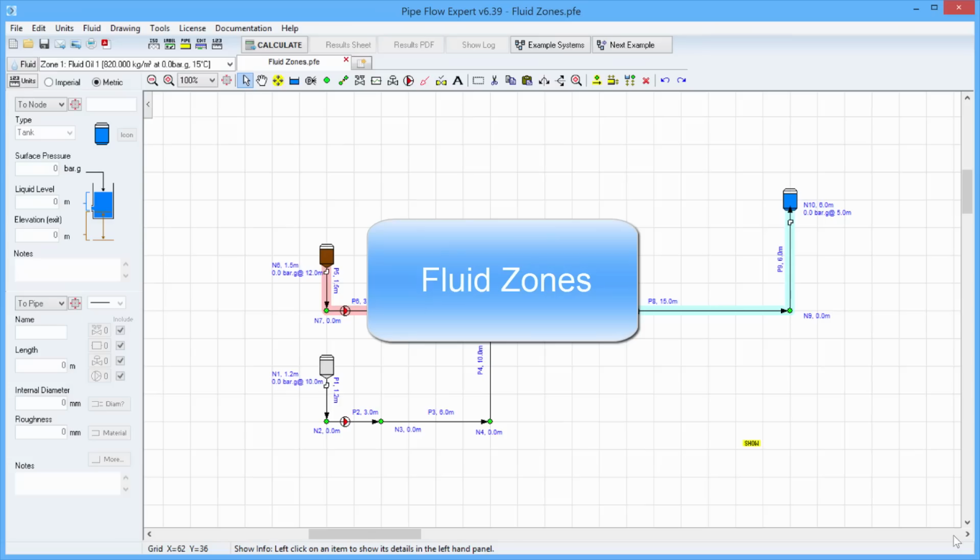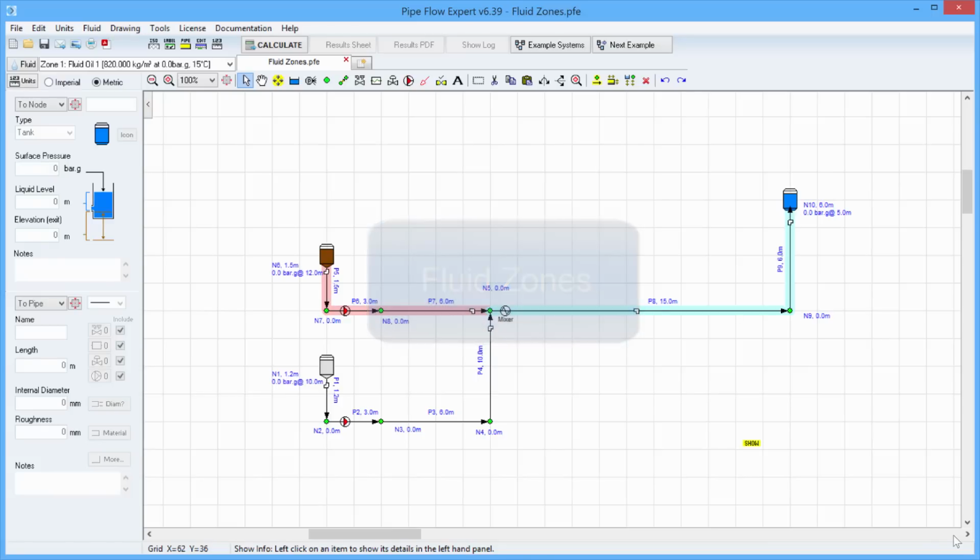Pipeflow Expert allows the user to create systems with up to 20 different fluid zones, where different fluid density and fluid viscosity values can be set for different sections of the system. The example on the screen demonstrates the mixing of two oils using pumps with a fixed flow rate specified.